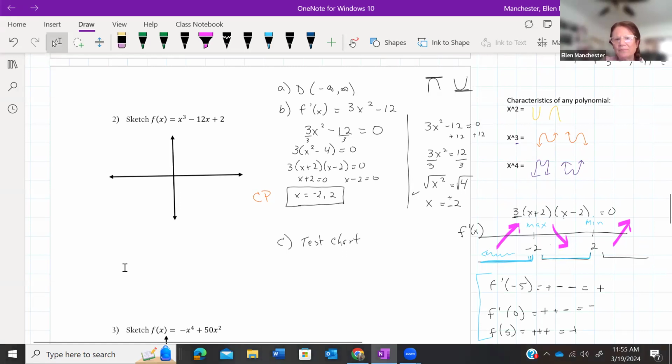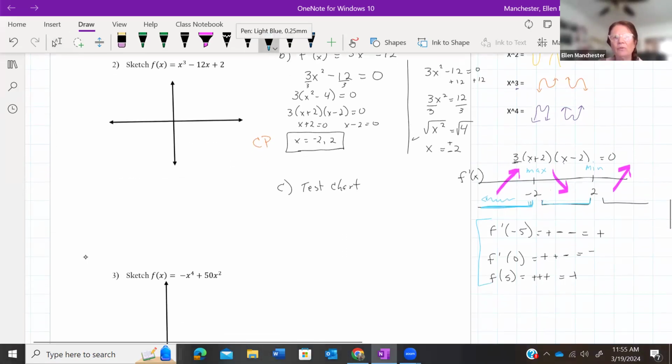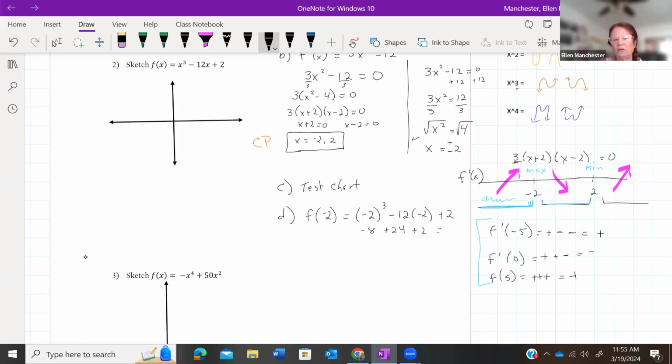Okay, so now the last step is we need to find out where exactly on our graph our maximum and our minimum are. So we go back to our original function and plug our values in. So -2 cubed minus 12 times -2 plus 2. -2 cubed is -8. -12 times -2 is 24, plus 2. So 26 minus 8 is 18. Okay, and then I graph it.